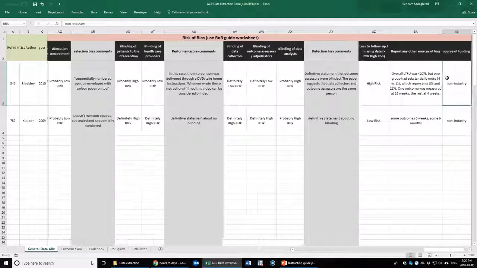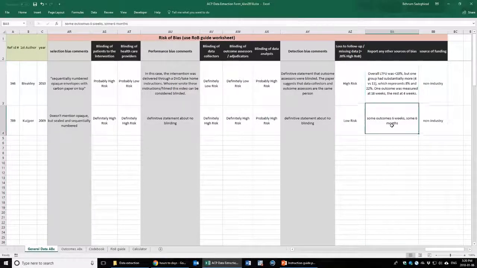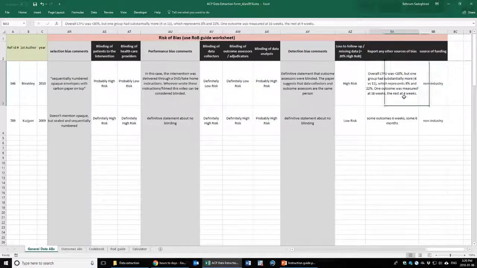Here you can report anything else in the study that could put the study at risk of bias. Here I've reported some information about unequal loss to follow-up across the study arms and different follow-up times for different outcomes. Record anything that seems like it could matter and we'll consider it.